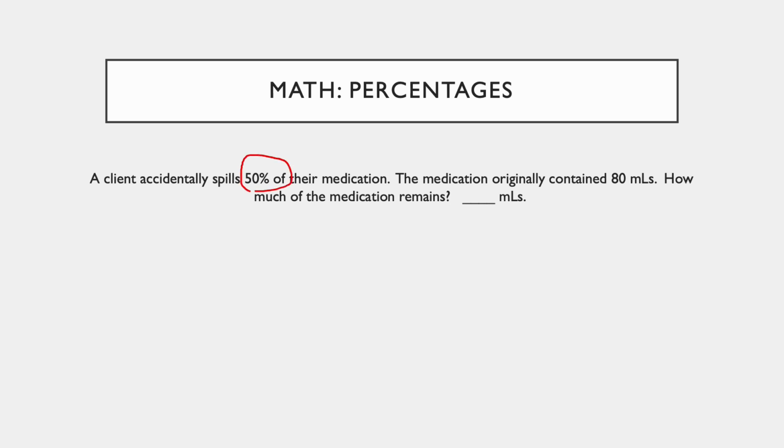Okay, so a client accidentally spills 50% of their medication. That's half. The medication originally contained 80 milliliters. How much medication remains? Well, 40 does, duh. That's head math. All it is is divided by 2. Or we could do it the hard way, which is percent, or 50, because there's a percent next to it, over 100.